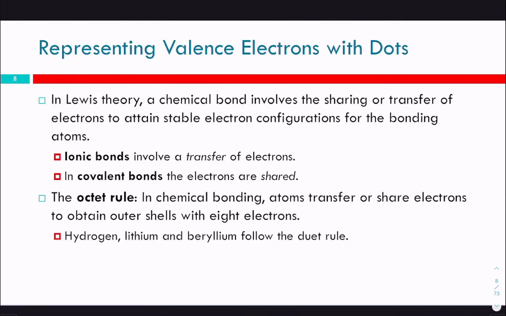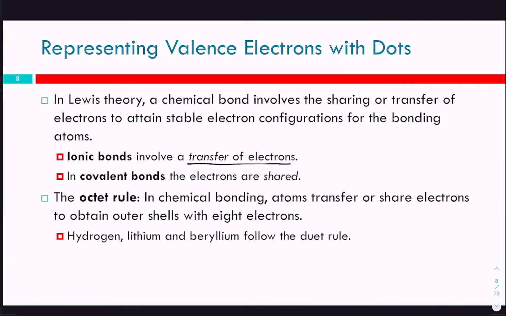So in Lewis theory, a chemical bond involves the sharing or transfer of electrons to attain stable electron configurations for the bonding of atoms. So again, this goes back to the electron configurations where everything's trying to get 8. Atoms can transfer electrons in ionic bonds, or they can share electrons in covalent bonds. There are a few exceptions, but in general, the octet rule is we're trying to trade or share electrons so that all of the atoms involved in a molecule have 8 valence electrons.